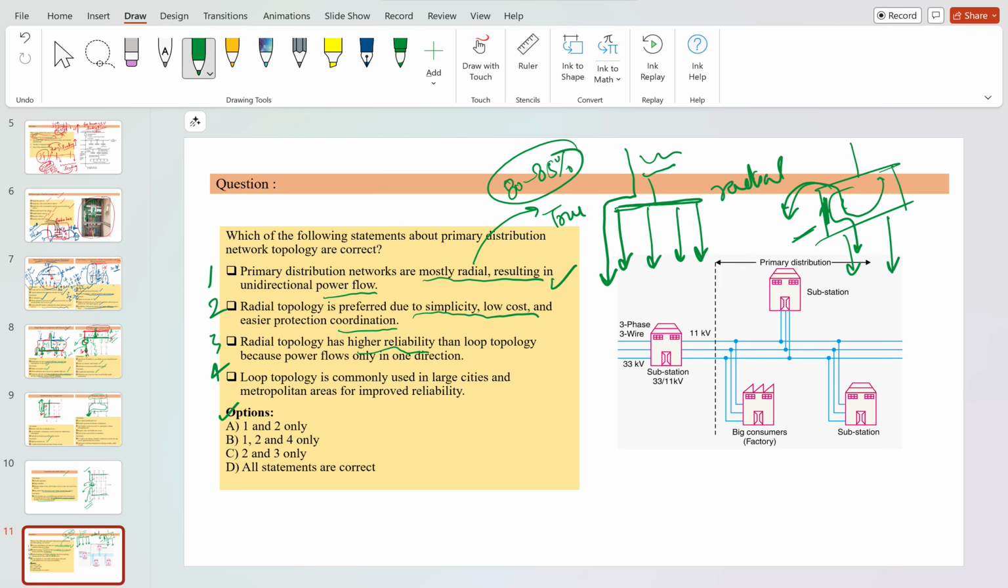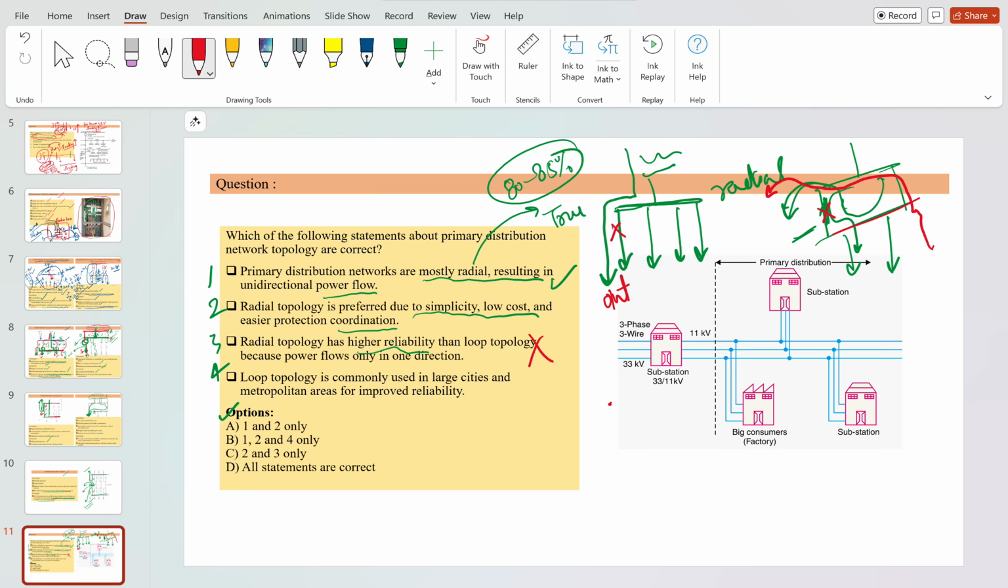When you see the third option, is radial topology reliable? No. In radial topology, when you have a fault here, that part will go out of service. But when you have a fault here, it can be supplied from, suppose there is some generating unit here, so it can be supplied from this part. Okay, so it is possible. So radial topology is not that much reliable.